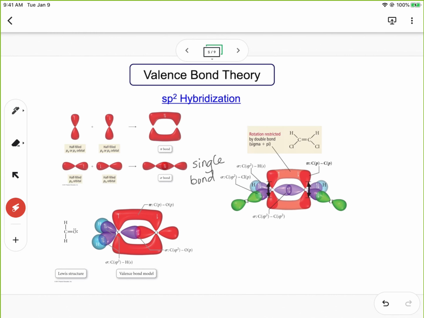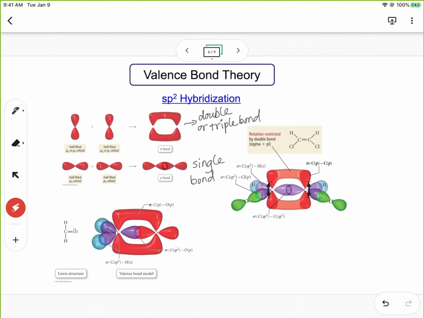Now, this type of side-by-side interaction is called the pi bond. And this can be observed in a double bond or triple bond. All right. Now let's take a look at this specific example.